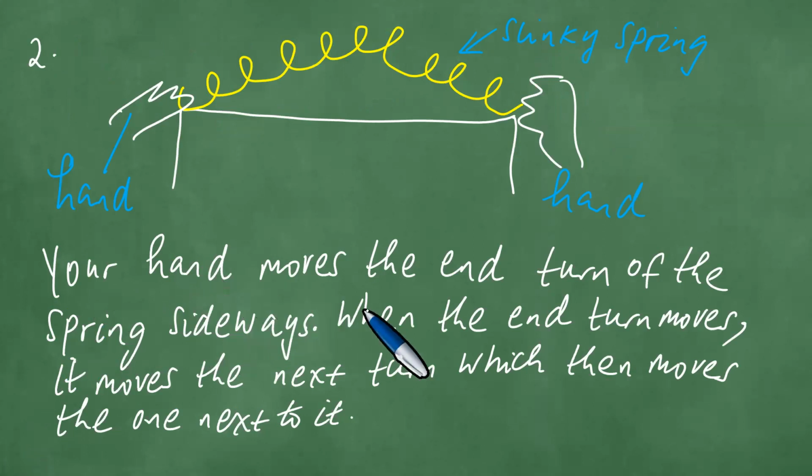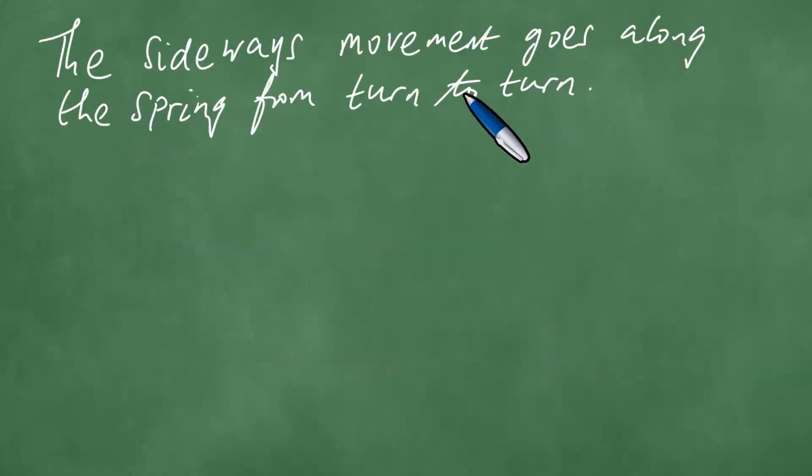So now what happens is your hand moves the end turn of the spring sideways. If you have the spring, then you move it sideways with one hand. When the end turn moves, it moves the next turn, because the spring is one object. So you move the end, then the next turn moves, and the next turn moves, which then moves the one next to it. So it's the ripple effect. The sideways movement goes along the spring from turn to turn.